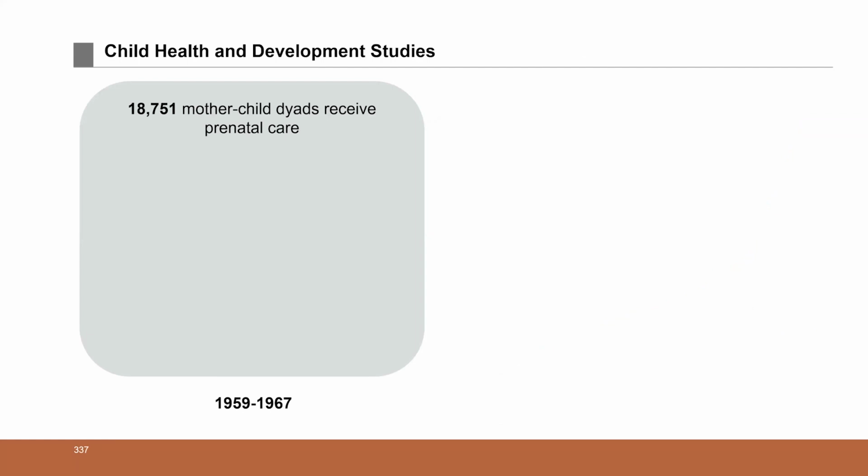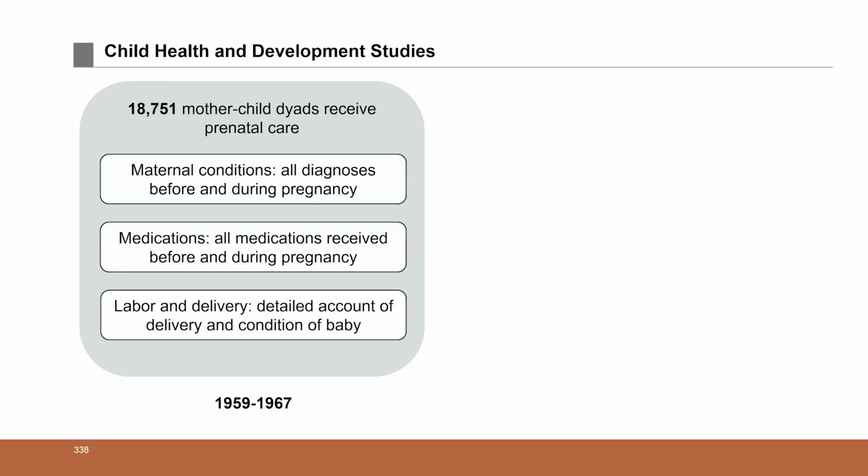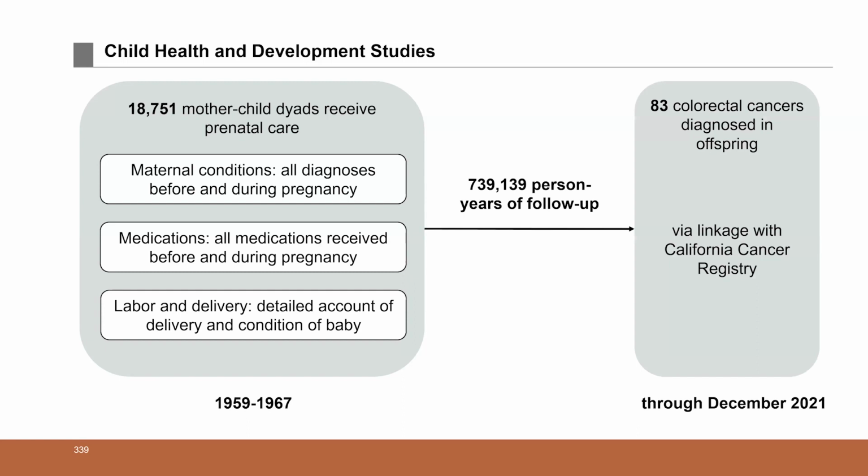I've had the exciting opportunity to study early life exposures as risk factors for colorectal cancer in the Child Health and Development Studies. This is a multi-generational cohort that enrolled nearly all pregnant women receiving prenatal care in the Kaiser Health System in Oakland, California between 1959 and 1967. Very detailed clinical information was collected prospectively from medical records on maternal conditions before and during pregnancy, medications received before and during pregnancy, and labor and delivery.